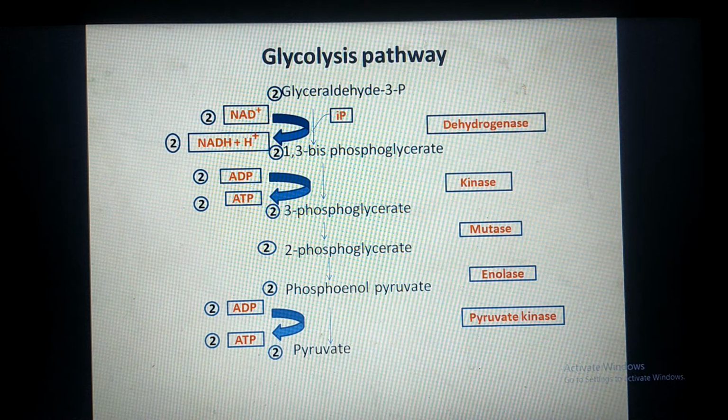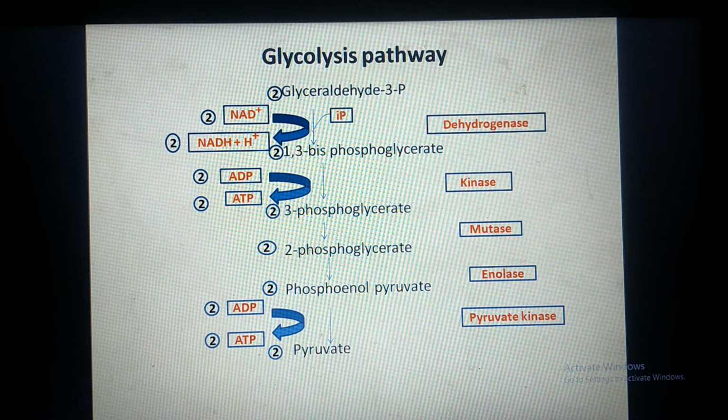Now the 3-phosphoglycerate is converted into 2-phosphoglycerate with the help of enzyme mutase. Here the phosphate group from the third carbon is shifted to the second carbon. Now 2-phosphoglycerate is later on converted into phosphoenol pyruvate with the help of enzyme enolase, and this phosphoenol pyruvate undergoes dephosphorylation by removing the inorganic phosphate.